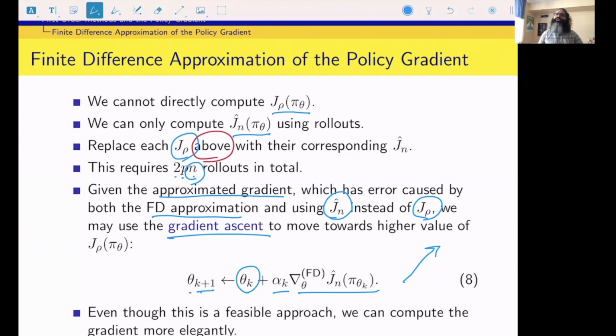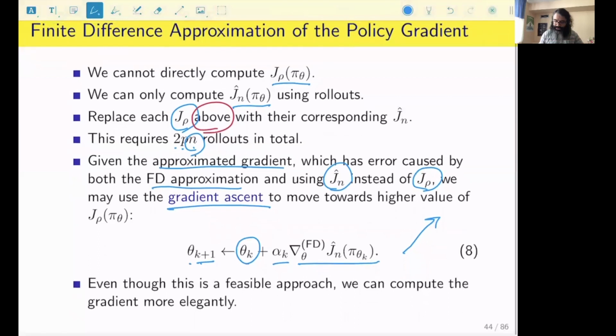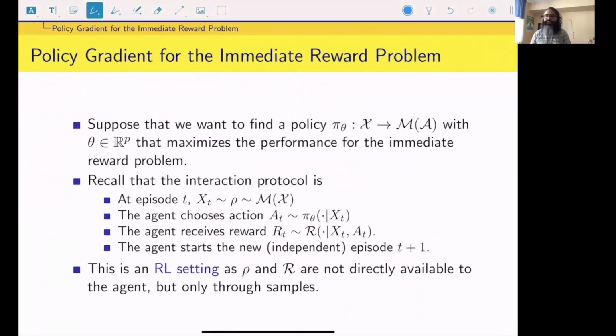Maybe I don't explicitly show it here, but you can do policy gradient a little bit more elegantly than this approach, even though the problem is not an MDP but a partially observable MDP. Okay, so now let's compute the policy gradient for the immediate reward problem.